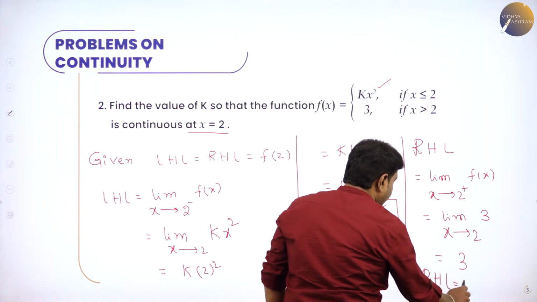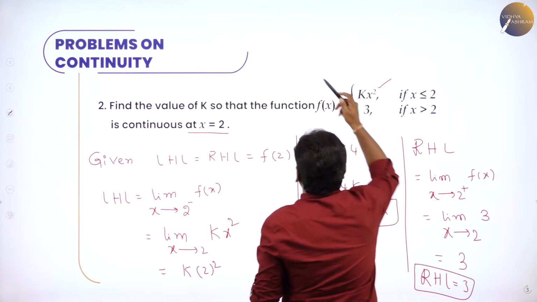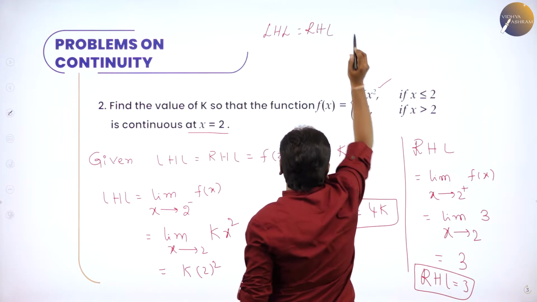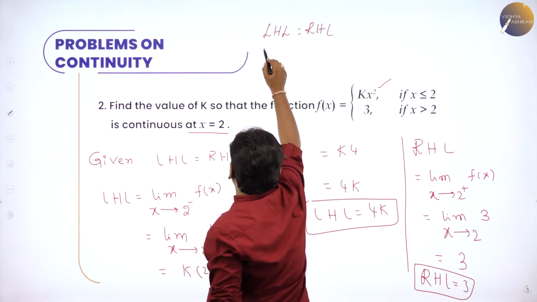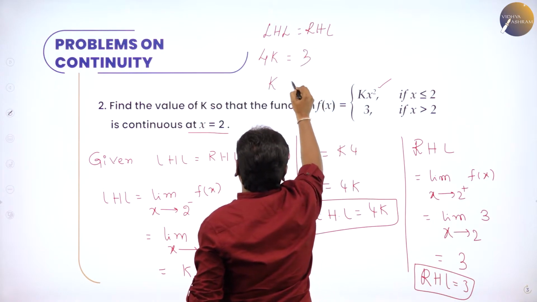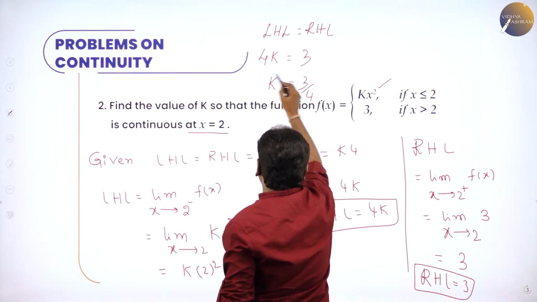What is RHL? 3. Now equate LHL is equal to RHL. Because it is continuous, I can take LHL is equal to RHL. What is LHL? You got 4k. So 4k is equal to RHL. What is RHL? You got 3. So what is k? 3 by 4. K is 3 by 4.